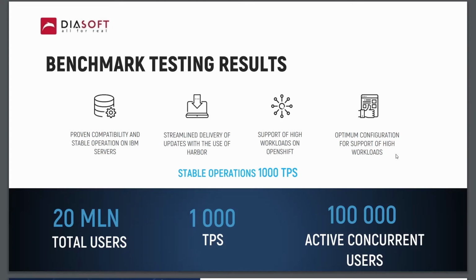The benchmark has proved the highest performance and fault tolerance of the system. The proven performance was achieved on IBM servers under control of the OpenShift platform. Within the project scope, we defined the best configuration of the systems required for stable operation of highly loaded systems typical of large organizations.